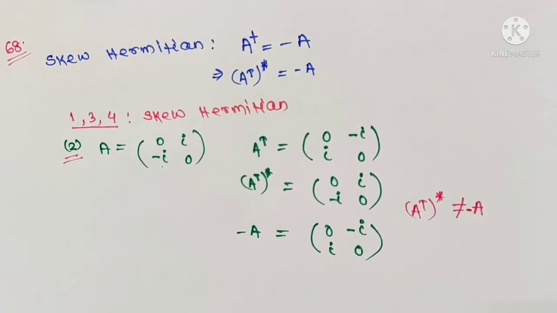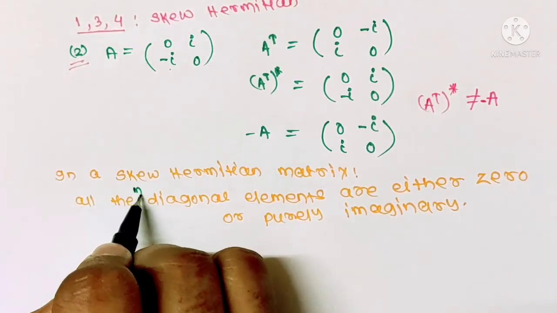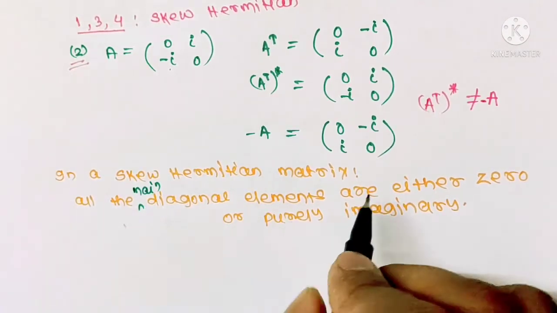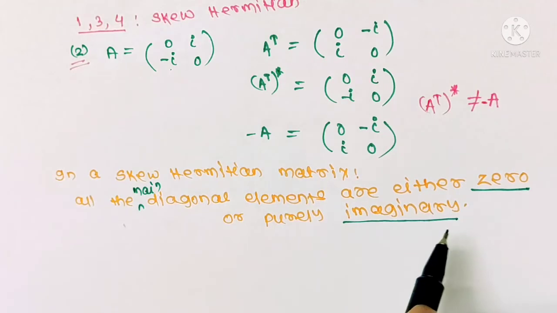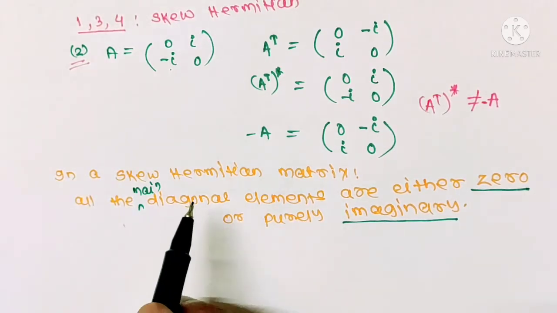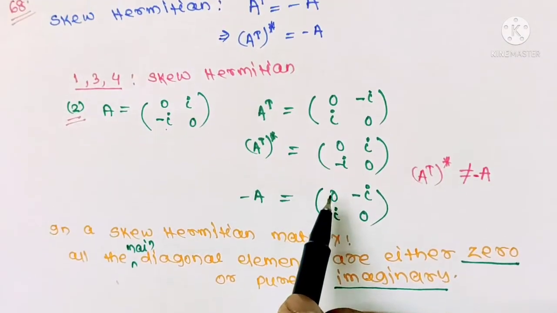Okay. Here another property can be used. In a skew Hermitian matrix, all the main diagonal elements are either 0 or purely imaginary. So you can check here, but using this property we cannot say just by looking at the options. So you have to use this property here.